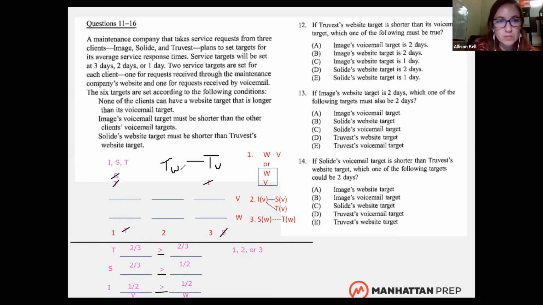So if T's website has to be shorter than its voicemail, then T's website can't be third because then the voicemail would fall off the end. So I'm going to cross off T here. And I already know that T's voicemail can't be first because then based on another rule, something would fall off the end. What I notice here is that I have a cross off for 1 and a cross off for 3 for T. This is why those cross offs are important because sometimes they end up adding up to tell me something. If T can't go in 1 or 3, then T's website is going to have to go in 2. And that means that T's voicemail is going to have to go in 3.